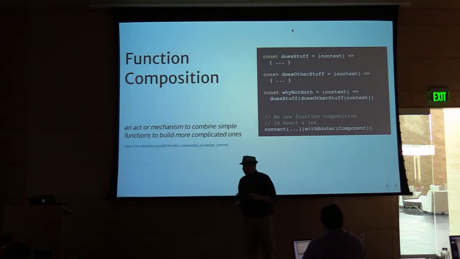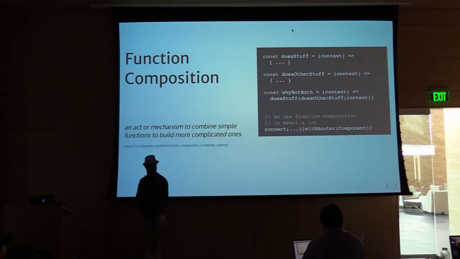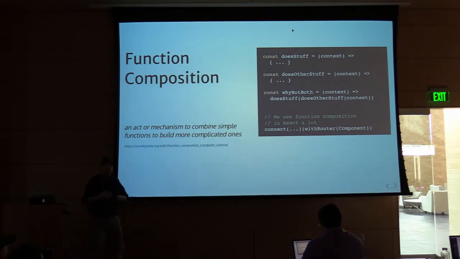Function composition, according to Wikipedia, is an act or mechanism to combine simple functions to build more complicated ones, right? You may have used some description like this to describe software engineering generally, or an approach to software engineering. You take a problem and you combine smaller things to produce a larger thing.